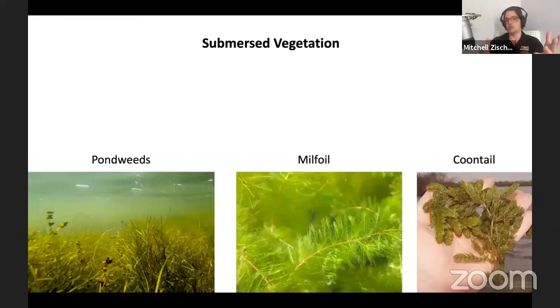We then have submerged vegetation. These are all true plants now. So pondweeds, milfoil, coontail, these are all things that are attached to the bottom of the pond with roots, and then they grow up through the water column. These provide excellent fish habitat. They provide important food, but they can also choke out the water in some situations.